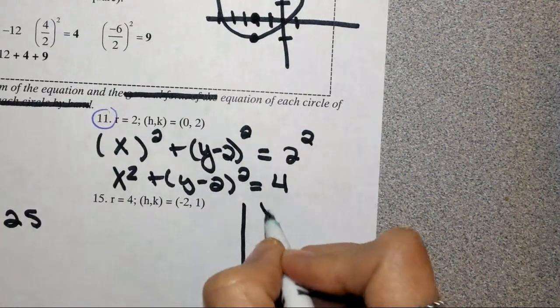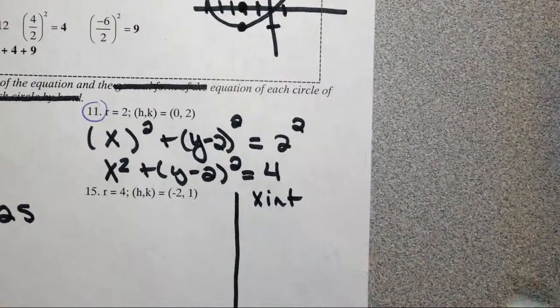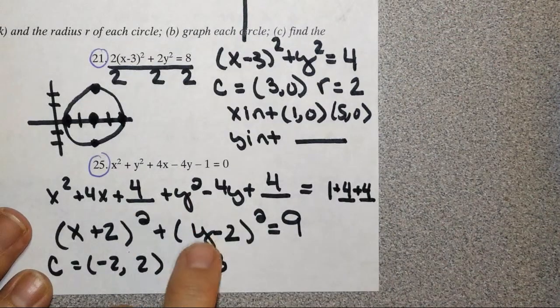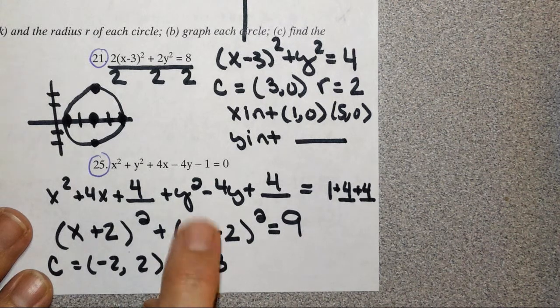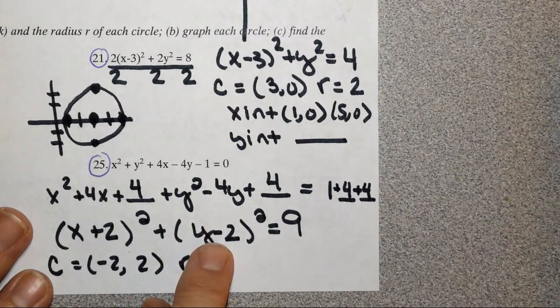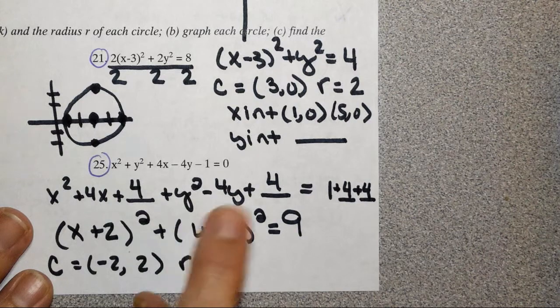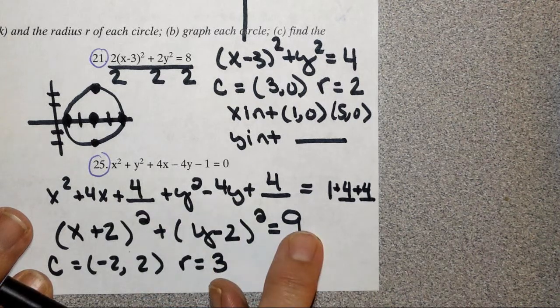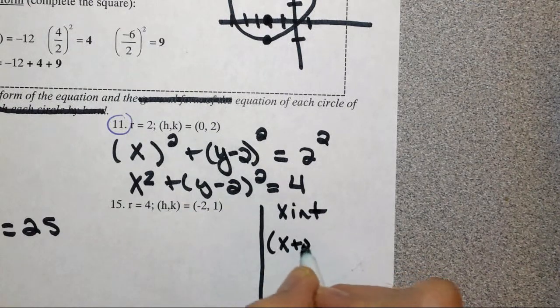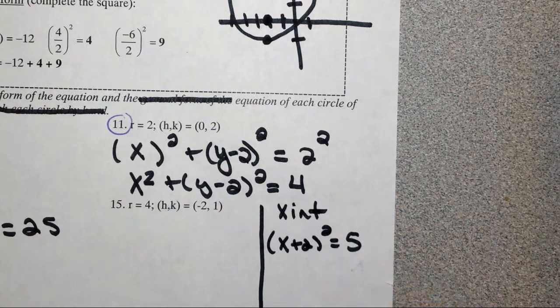Okay, so to find the x-intercept, what did I tell you had to be 0? The y. So if I plug in a 0 right here, what's 0 minus 2? Negative 2. And what's negative 2 squared? 4. But then I have to subtract it, so I'm going to get what? 5. So I'm going to have x plus 2 squared equals 5.